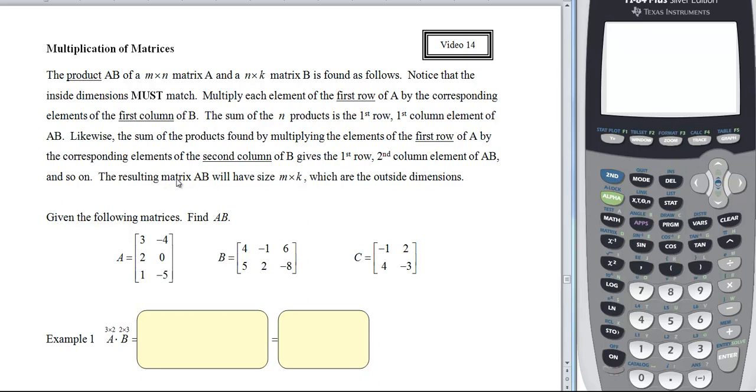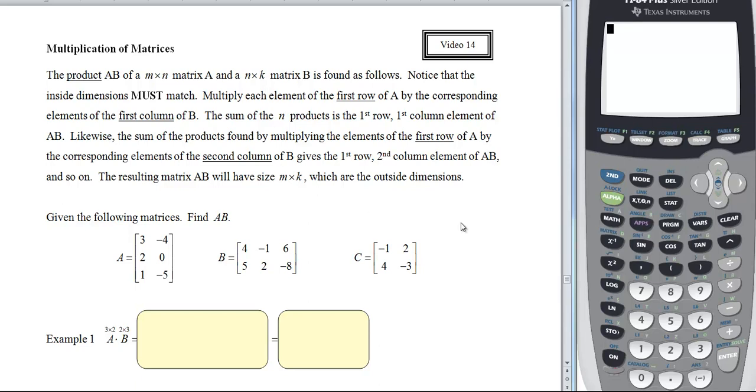Also, the resulting matrix AB, when you're all done with your multiplication and your summing, will have size M by K, which happens to be the outside dimensions. So that's one thing I could ask: is it possible to multiply these two matrices? And if so, what will my resulting matrix size be? So it's something I can do.